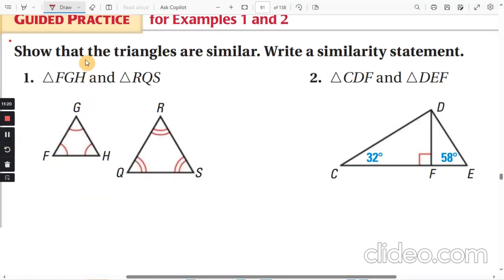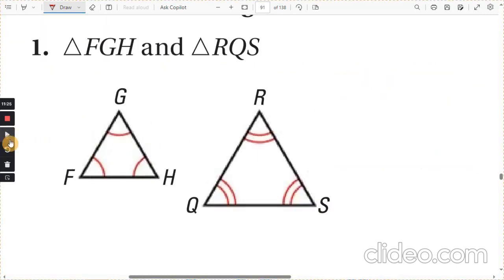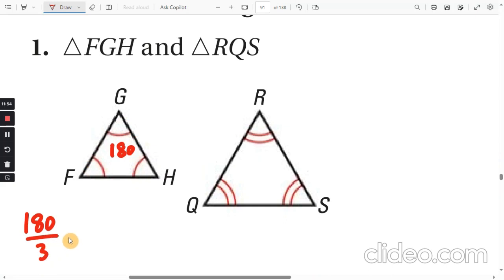All right, guided practice, show that the triangles are similar and write a similarity statement. Please pause and try number 1. This one is strange. We don't have angles that match from one triangle to the other. However, if these 3 angles are congruent, and we know the interior angles of a triangle add up to 180, we know that each angle is just going to be 180 divided by 3. And that's 60 degrees.